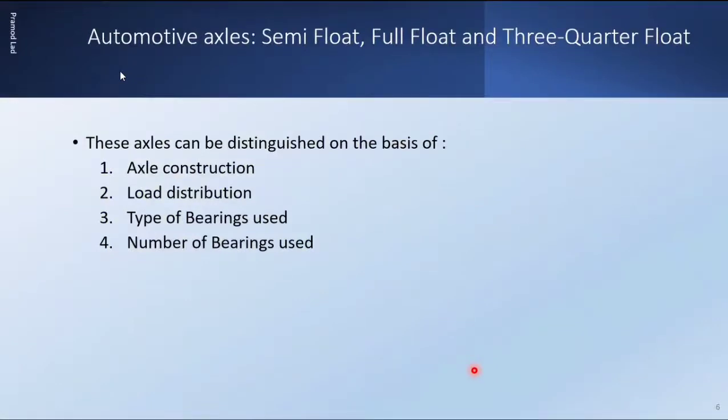So these axles can be distinguished as semi-float, full float, and three-quarter float. These are the three types which are distinguished on the basis of axle construction, load distribution, type of bearings used, and number of bearings used. So these are the four main distinguishing features through which the axle type becomes semi-float or full float or three-quarter float. How that happens, we'll see in the next slides.